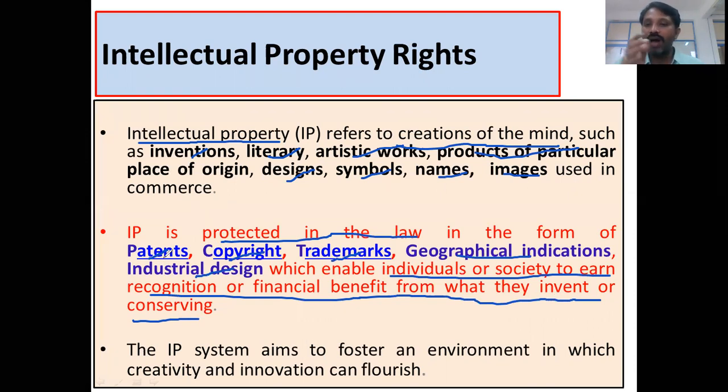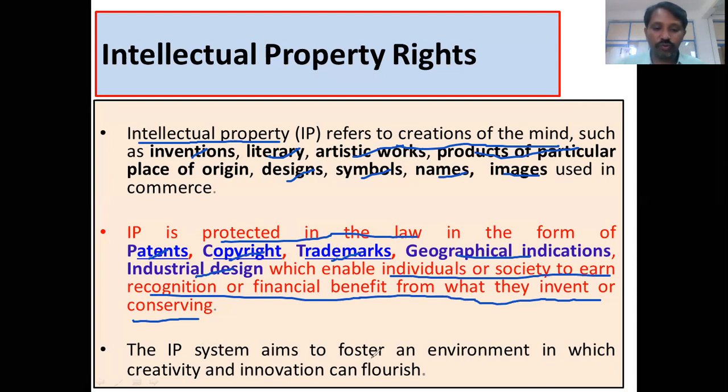So why are we getting these rights? Because the person who has created such things has to get the recognition as well as the financial benefits. Why are we protecting their rights? To benefit them financially as well as with recognition. For that reason, mind creations are protected in the form of patents, copyrights, trademarks, geographical indications, and industrial designs. Because of that, whoever wants to use it has to pay royalty to the inventor, right?